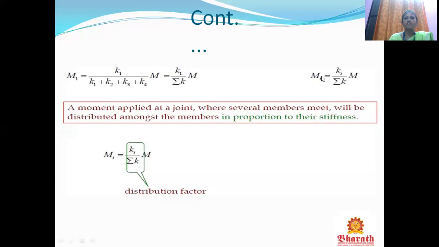So similarly, we are getting Mi is equal to Ki divided by the summation of all the K stiffness into M. So the formula is Mi is equal to Ki divided by the summation of K into M. This part we call the distribution factor. So a moment applied at a joint where several members meet will be distributed among the members in proportion to their stiffness.